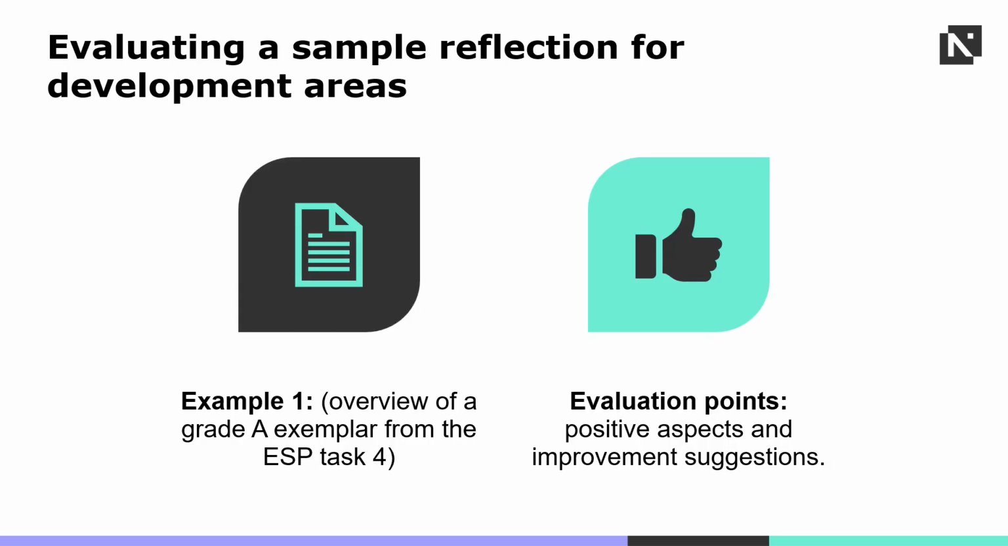Let's examine a Grade A exemplar reflection from the ESP. So this student demonstrated strong evaluative skills by analysing their actions and linking them to project outcomes. However, areas for improvement included greater specificity in linking experiences to theoretical knowledge and providing more critical reflection on communication challenges faced. Highlighting these points in formative assessments helps the students refine the reflective approach for final grading.